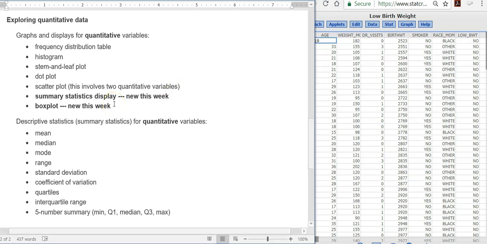And two extra items that are new this week are a summary statistics display. That's going to give us these descriptive statistics down here, which are very important when you're looking at a quantitative variable. And the other new thing from this week is a box plot. This is another graph that's only appropriate for quantitative variables, and it can also be very helpful in showing you the differences between two sets of data. So we'll look at those two things. When we look at our descriptive statistics, we're going to look at this whole list of values for the birth weights of the babies. So let's get started with the frequency distribution tables.